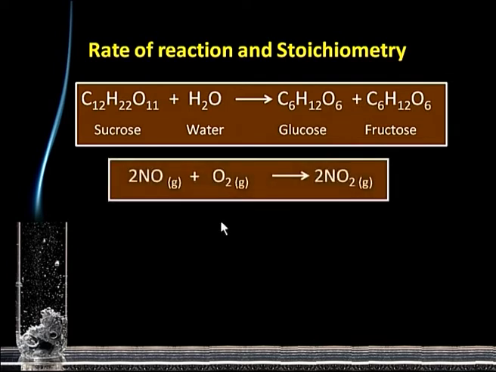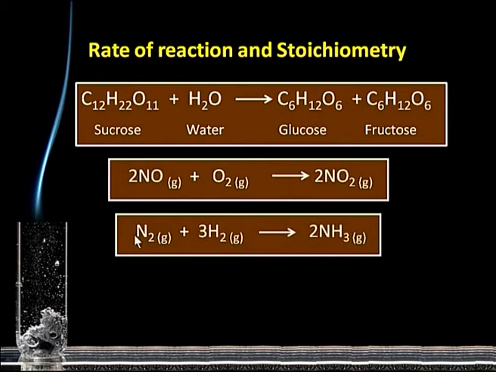Now take a second reaction. Here the stoichiometric coefficients are 2, 1 and 2. If I try to monitor the reaction by measuring the concentration or the volume of oxygen consumed during the course of the reaction, and also monitor the consumption of NO, there is a difference. During the same period, for every mole of oxygen consumed, 2 moles of nitric oxide are consumed. Therefore, if I work out the rate, I get different values.